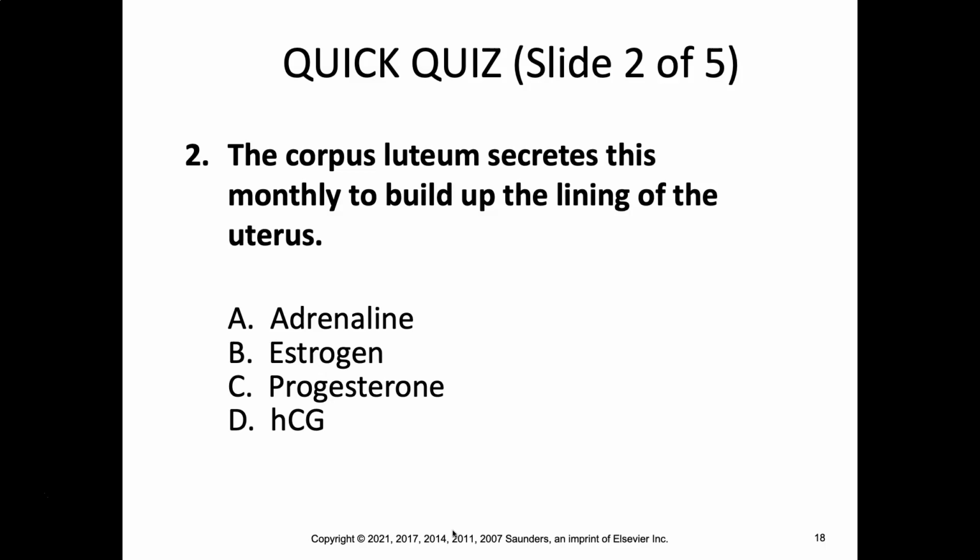The corpus luteum secretes this monthly to build up the lining of the uterus. Ooh, this is a tough one. Not sure if you were looking at that. You might want to go back and take a look one more time.